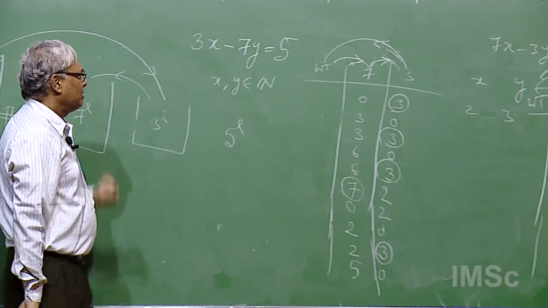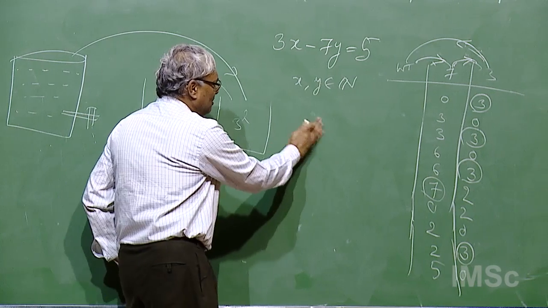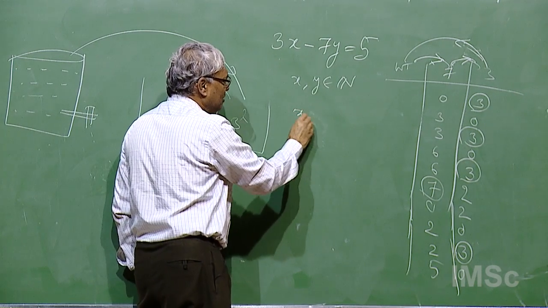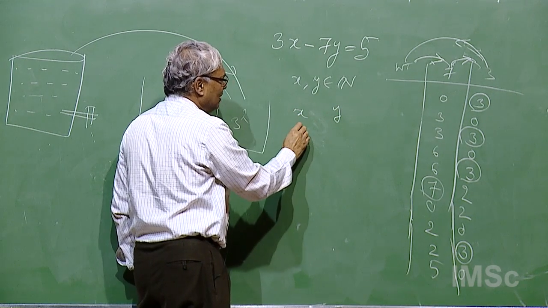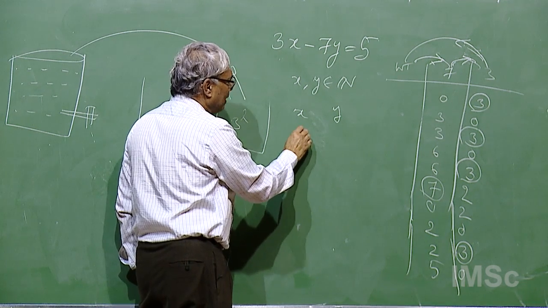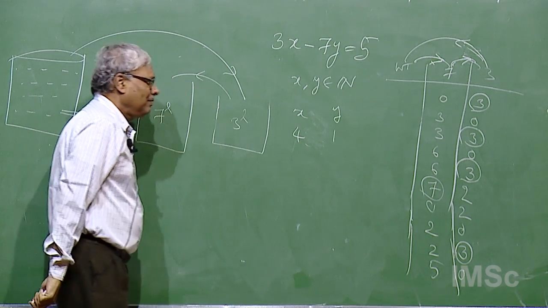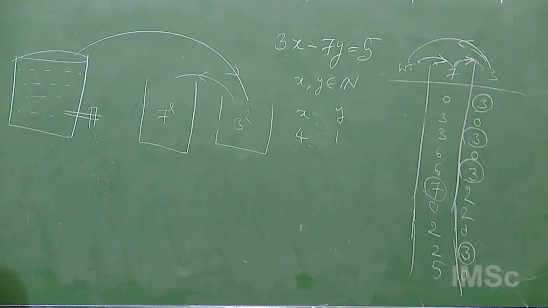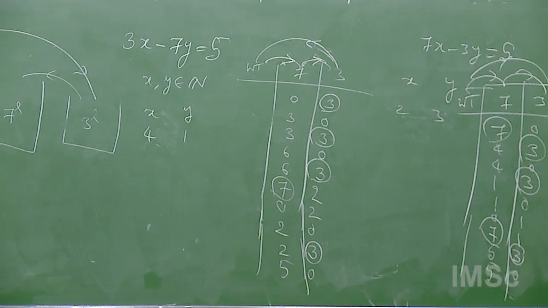Now let's forget this problem. Again, look at the solutions. So let's look at this. For this, we found 4 and 1 as a solution. So can you guess the next solution? Next positive integral solution.